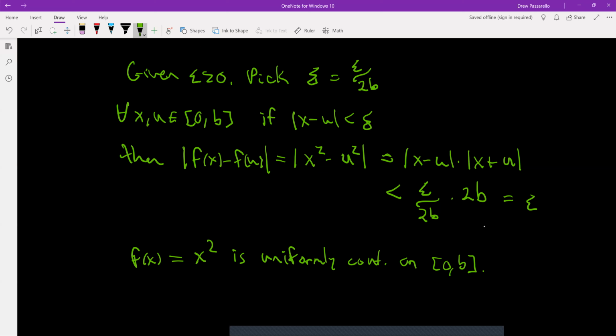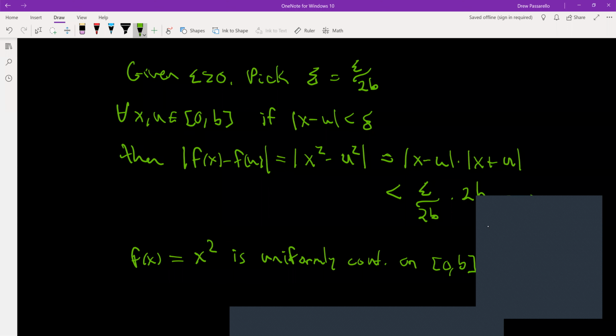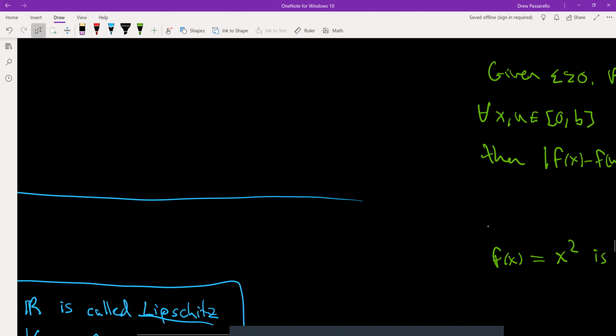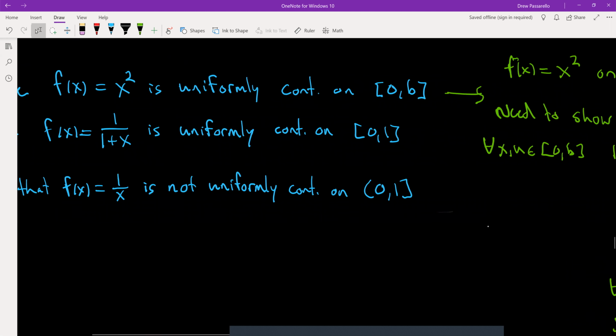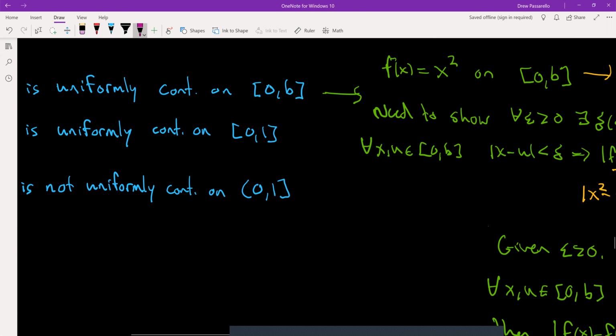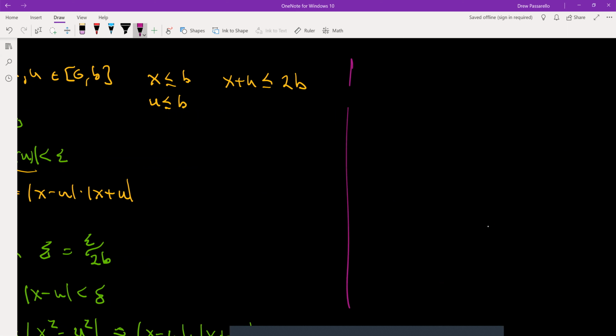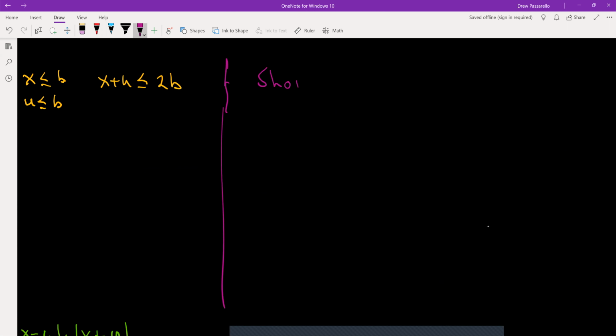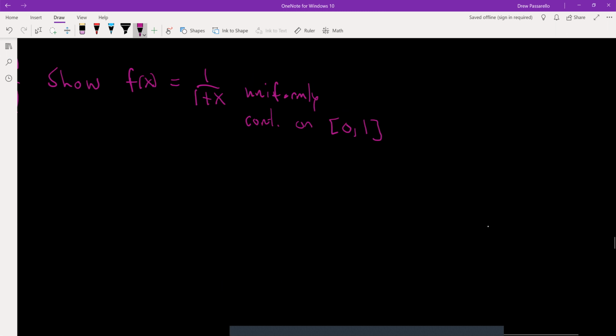All right, so hopefully that wasn't too difficult. Now the next one, we're going to show that f of x equals 1 over 1 plus x is uniformly continuous on the closed interval 0 to 1. And I'll do a different color for this one. All right, so let's do a sketch.